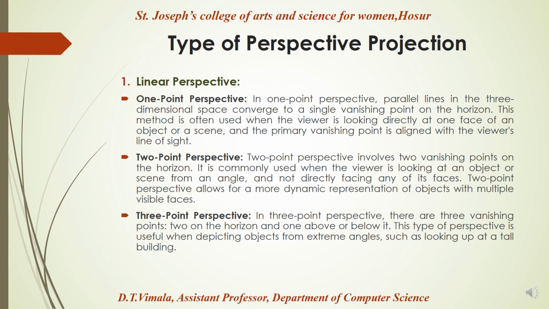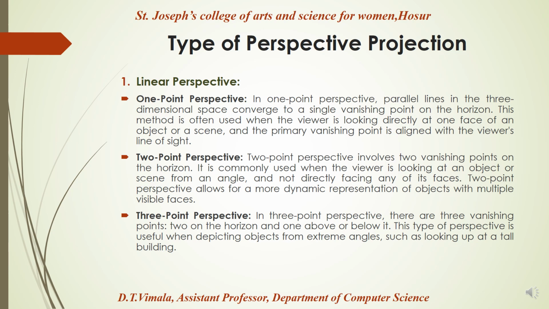Two-point perspective. The two-point perspective involves two vanishing points on the horizon. It's commonly used when the viewer is looking at an object or scene from an angle and not directly facing one of its faces. Two-point perspective allows for a more dynamic representation of objects with multiple visible faces.